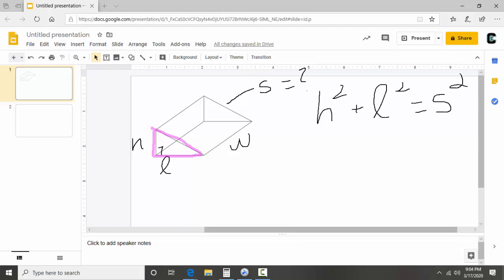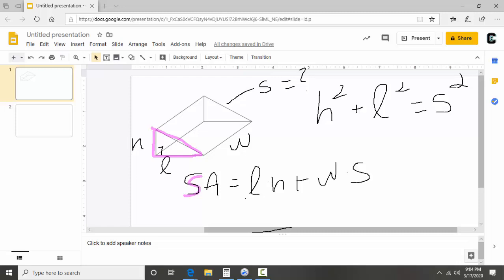Now, I will say that the surface area equation is slightly modified. Remember, our surface area equation was this. It was length times height plus, and then we said width times slant 1, right?